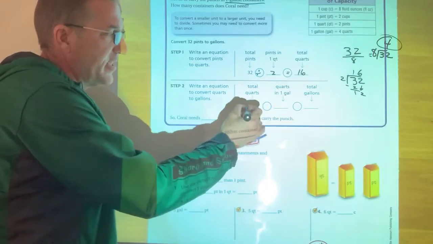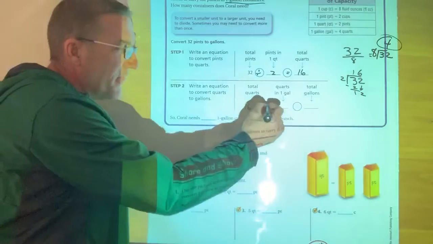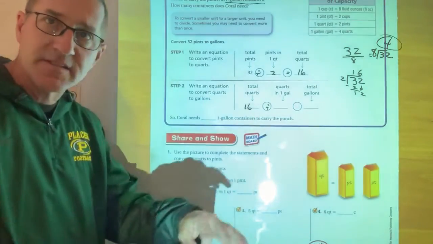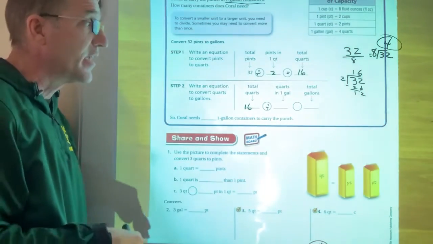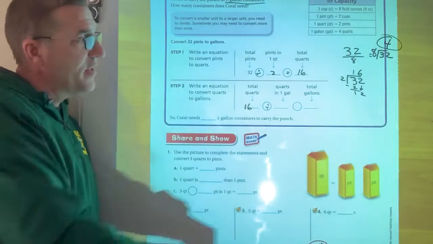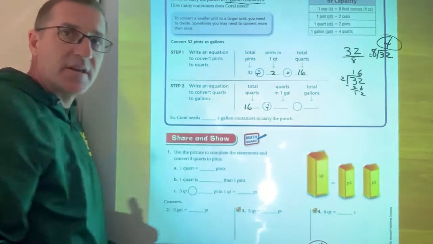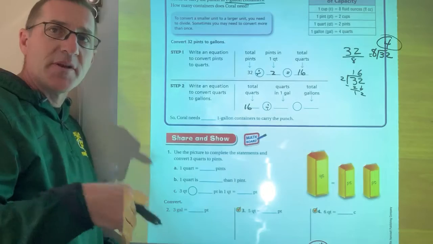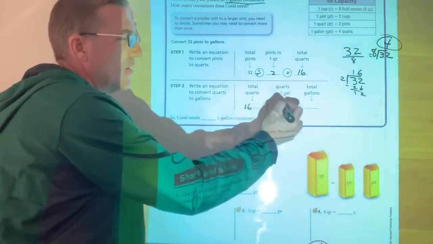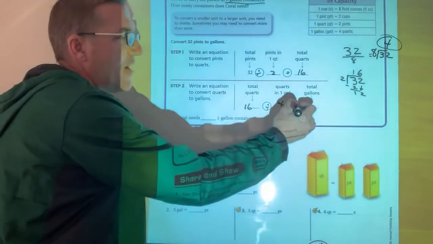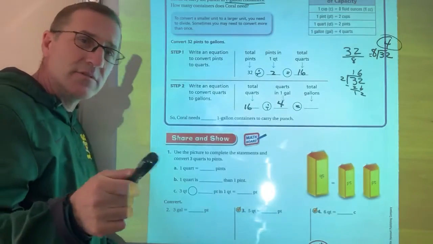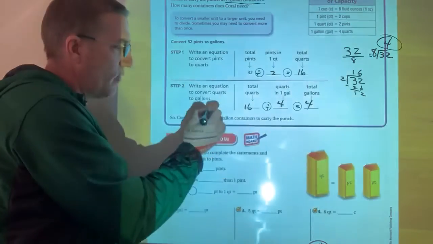Now I'm going to take those bigger glasses and put them into gallons. So I have 16 total quarts. I'm going to divide again because I'm pouring these into something, so I'll have fewer containers. If I have fewer, I want to divide. How many quarts are in a gallon? Quarts are like quarters. How many quarters in a dollar? There's 4. So divide by 4, and 16 divided by 4 equals 4. So I get 4 gallons.